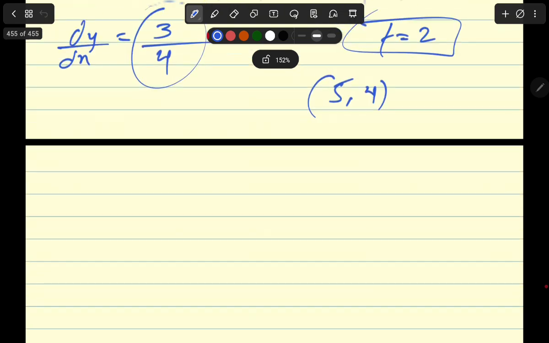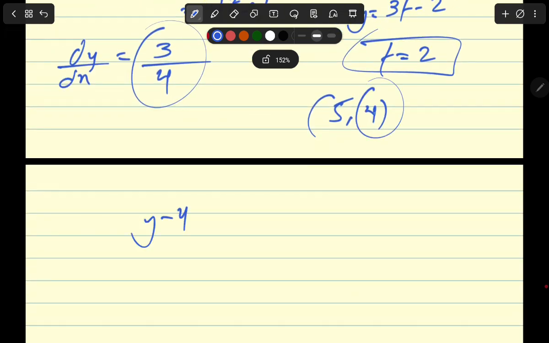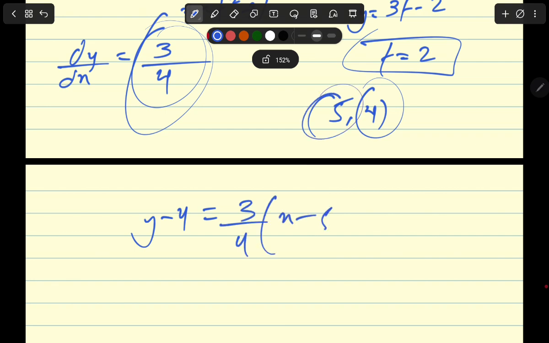So just put it in point slope form. y minus y1 is equal to m, 3 upon 4, times x minus x1, which is 5. And this is your equation of the tangent.